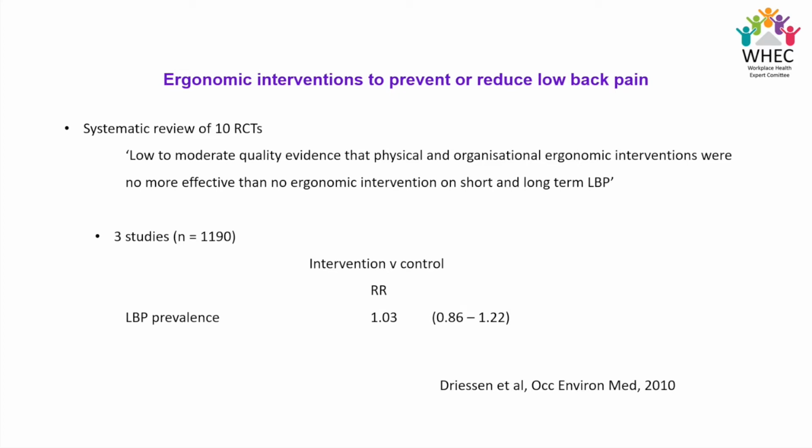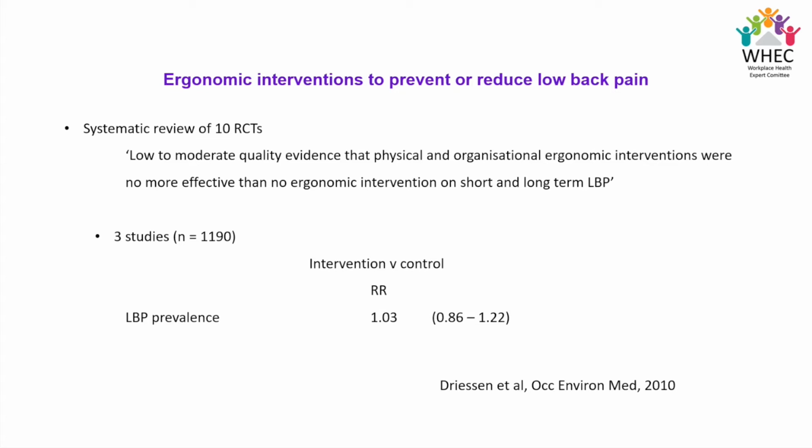However, in a systematic review of 10 randomized controlled trials, Dreesen and colleagues found only low to moderate quality evidence that physical and organizational ergonomic interventions were no more effective than other interventions on short and long-term low back pain. And in 3 of these studies, which included nearly 1,200 participants, the prevalence of low back pain during the period of study was no different in the intervention group from the control group.